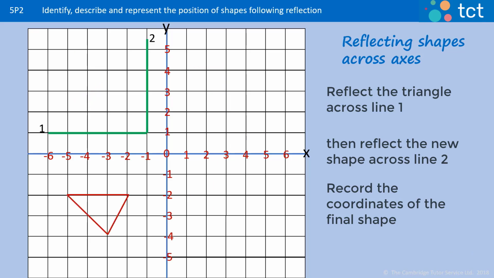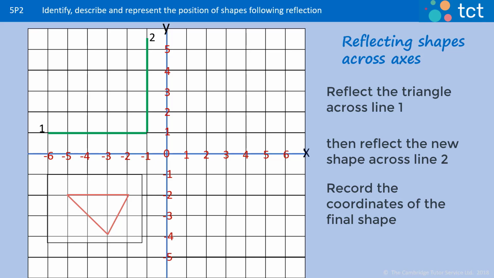Here's another one to try. If you want to pause the video and have a go at that first and then check your answer, that's fine. If you'd like to work through it as I go through it, that's fine too. We have the red triangle on the bottom left quadrant of the graph, and we need to reflect it across line 1, which is that green line there. Having done that, we're going to reflect the new shape across line 2, which is the vertical green line there. And finally, we're going to write the coordinates of the final triangle.